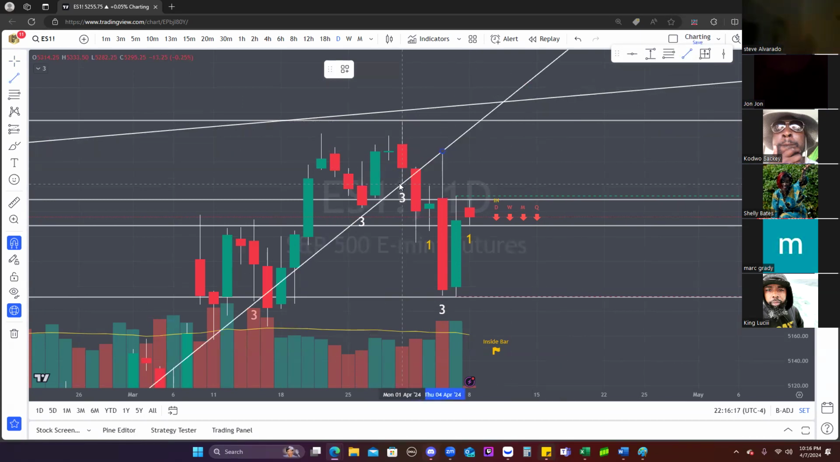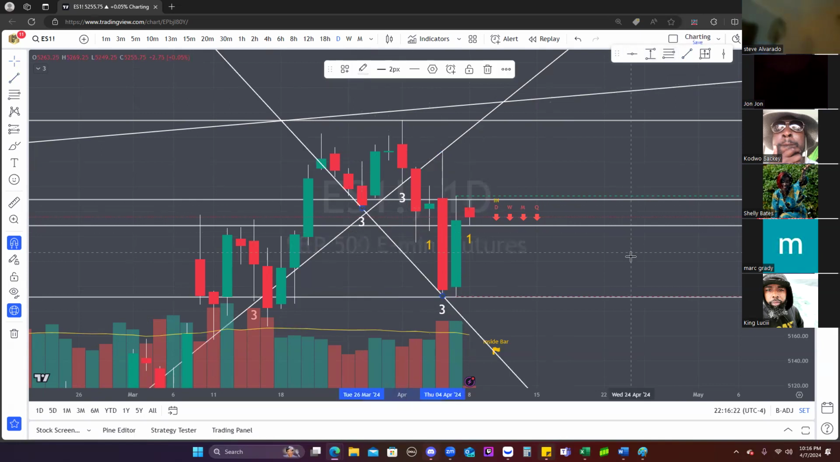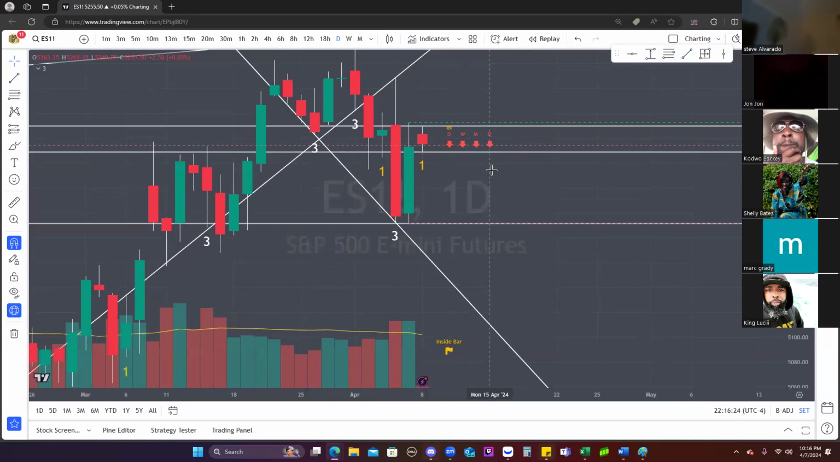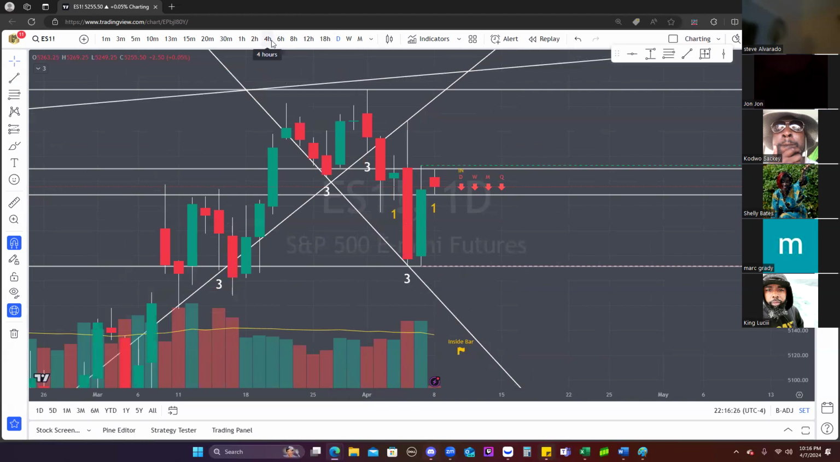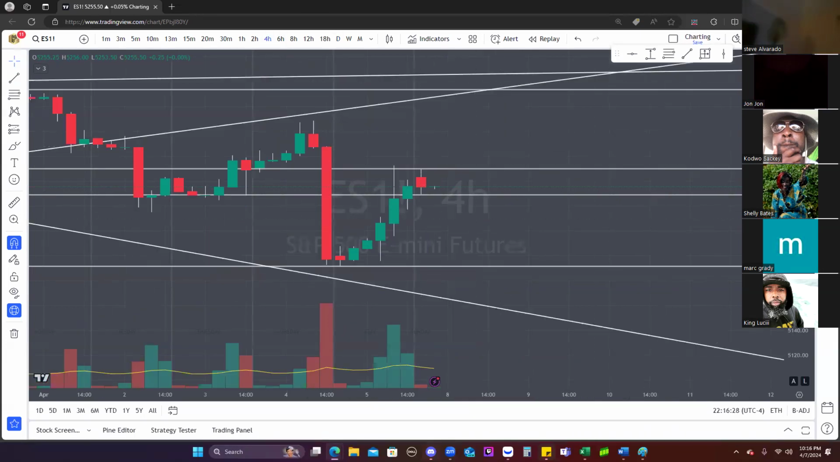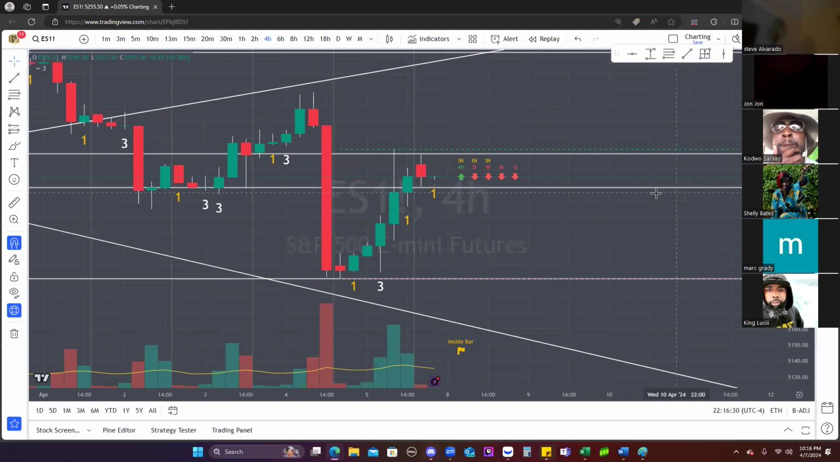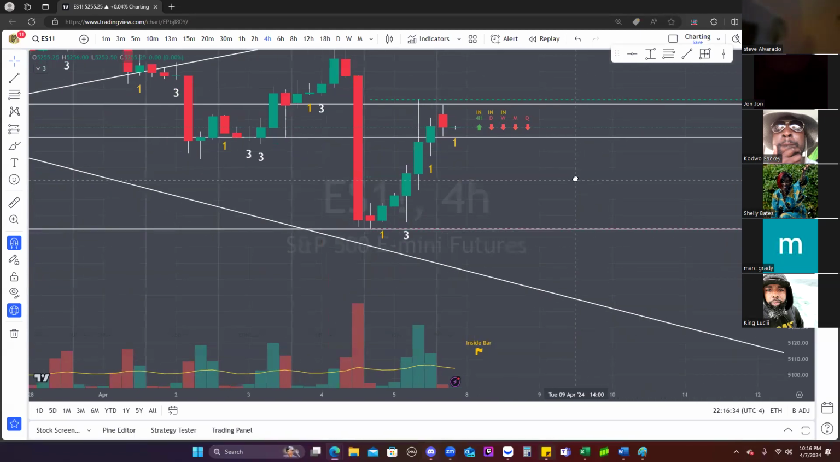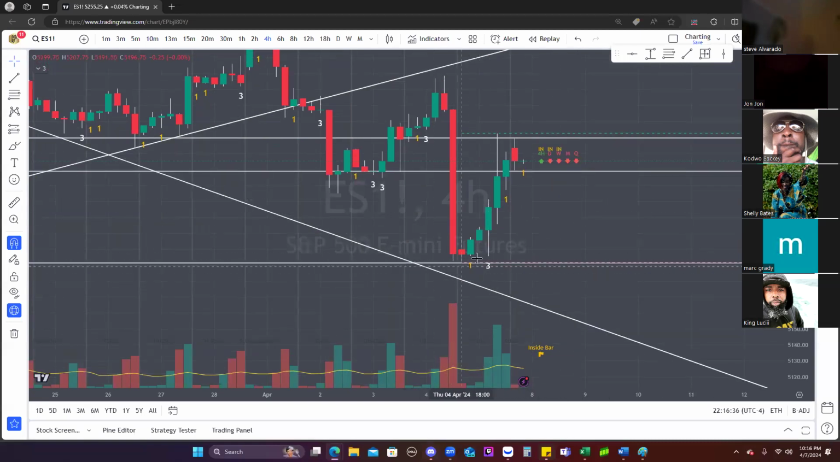So I'm going to draw my broadening formation off of this 3, coming up in Chandra, again, creating a tighter range. Now I'm going to drop down to my 4-hour. Ooh, another broadening formation. They just won't stop expanding the price. So we kind of hit the bottom of this broadening formation. As you can see, we had the data released on Thursday, right before the NFP data, on Friday morning.